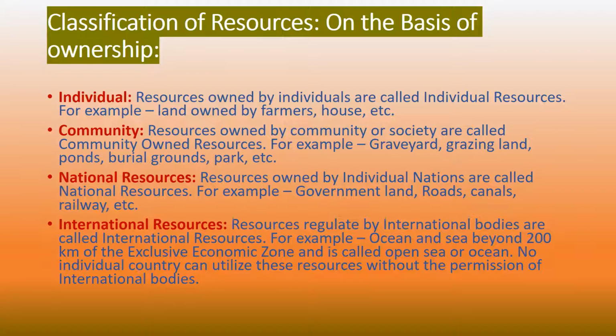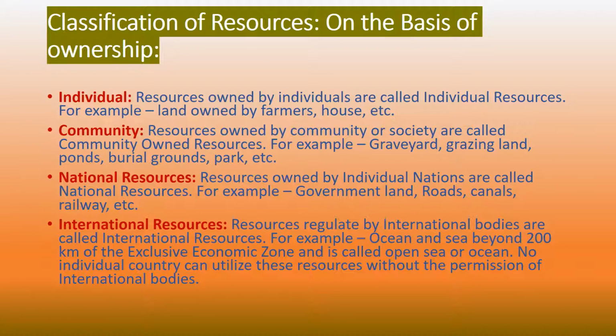Individual resources. Resources owned by individuals are called individual resources. For example, land owned by farmers, house, etc. Community resources. Resources owned by community or society are called community-owned resources. For example, graveyard, grazing land, ponds, burial grounds, park, etc.